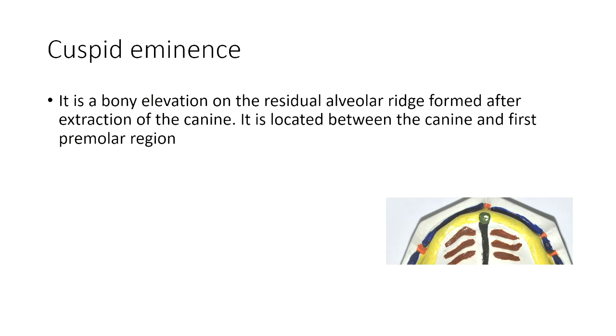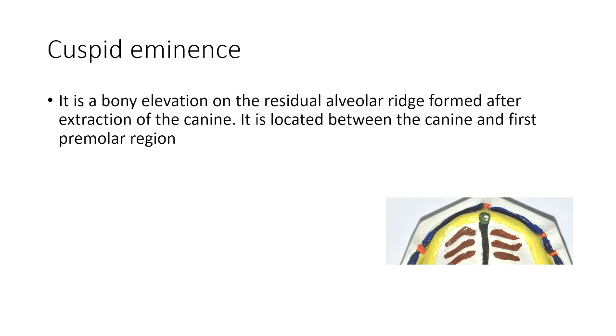Now coming to your cuspid eminence, it is a bony elevation on the residual alveolar ridge formed after extraction of the canine, and this is located between the canine and the first premolar ridge. Okay, this is nothing but where you extracted your canine tooth. As you know, the canine is called the cornerstone. You can also feel it in your mouth, the cuspid area is slightly pronounced.